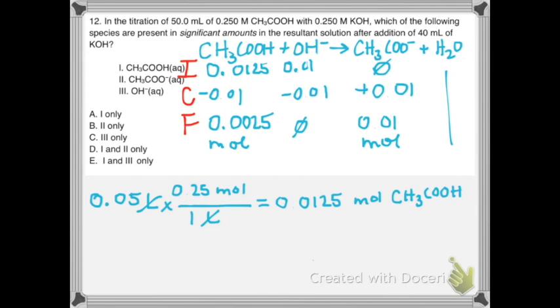Okay, so the question is asking us to pick which species are present in significant amounts after this reaction, where we've added 40 mils of the KOH. And so then we just pick anything that's not 0. So we have some amount of the acetic acid still, no hydroxide, and we have acetate. Okay, so we would have both of these first two species, making this answer D.